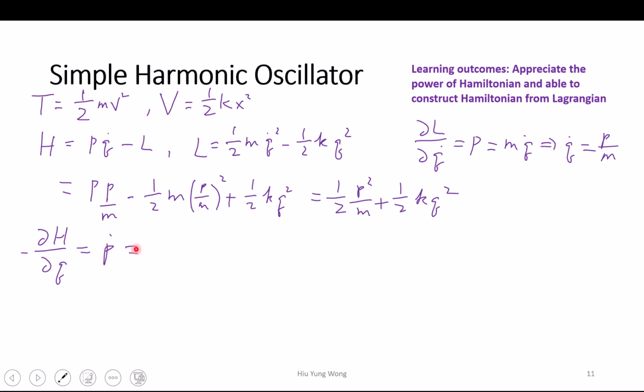So what is partial H partial Q? It is K times Q, because I differentiate Q squared. But I have a negative, so I need to multiply by negative. So P dot is negative K times Q. Then I look at partial H partial P, which equals Q dot. What is partial H partial P?